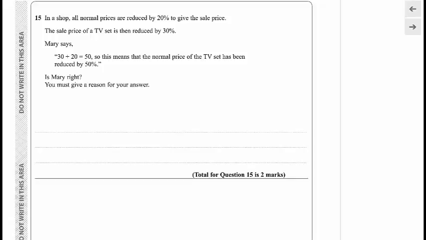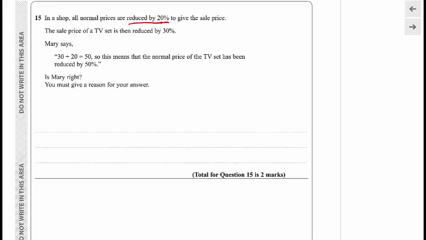Hello, so I'm faced with a fairly wordy question here, but it's all right. I'm going to go through with my pen and underline anything which is important, and particularly underline any numbers. So in a shop, all normal prices are reduced by 20%. Don't just underline the 20%, underline the fact that it's being reduced by 20%. Underline what that 20% is doing, and that gives the sale price.